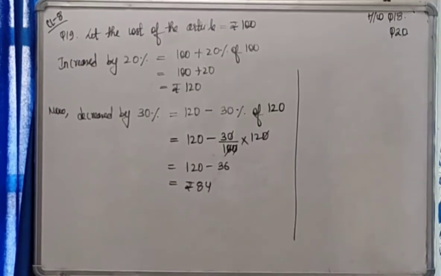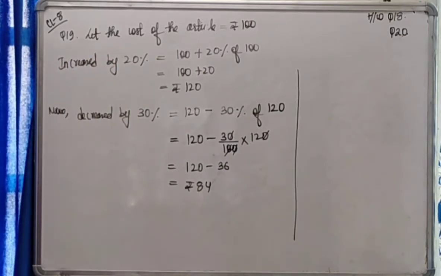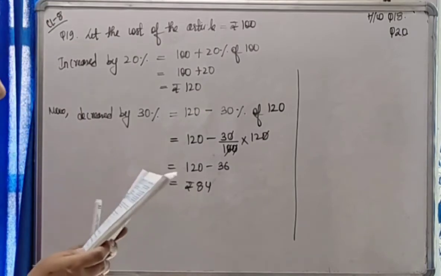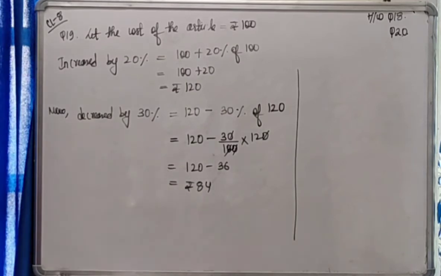Alright boys, we move to the last question of this exercise, that is 19, because 19 and 20 are similar. 19 I'll do, 20 will be your homework. Okay, the question says the cost of an article is first increased by 20% and then decreased by 30%. Find the percentage change in the cost of the article.